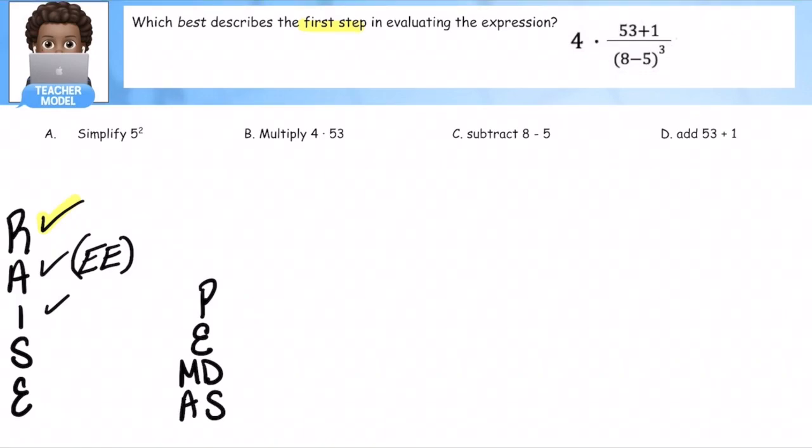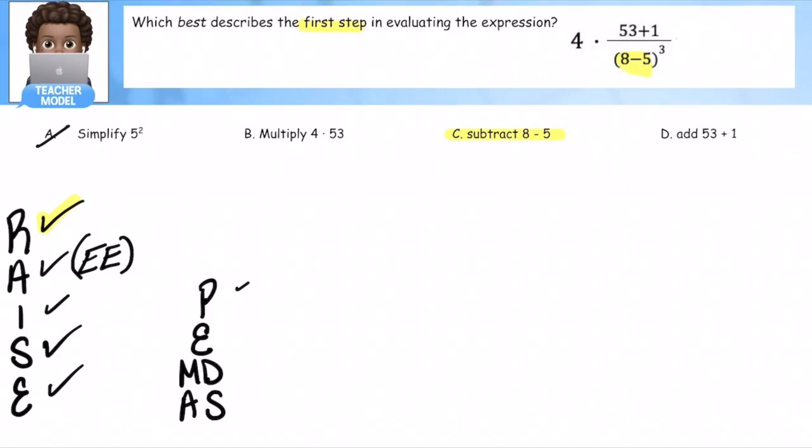All right, so we're going to solve this by looking through and trying to identify how I would solve the problem, and then hopefully we can eliminate some answers. So starting out, the first thing we should look for is anything that is in the parentheses. Inside our parentheses, right over here, what's in there? It is 8 minus 5. So just by scanning, I already see subtracting 8 minus 5. That would be our first step.